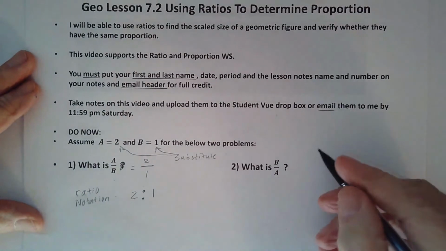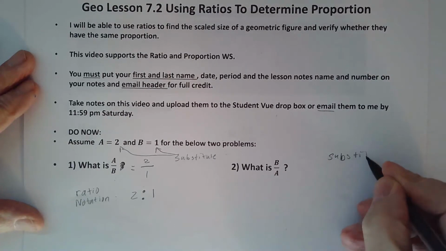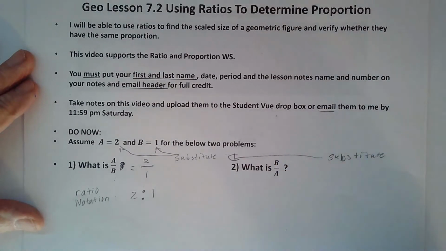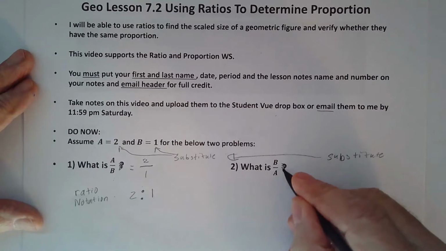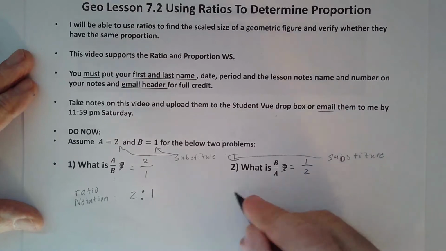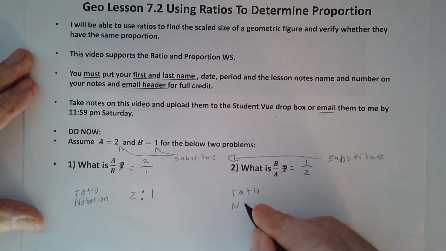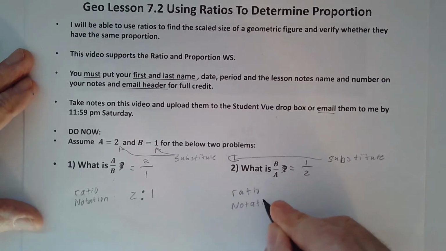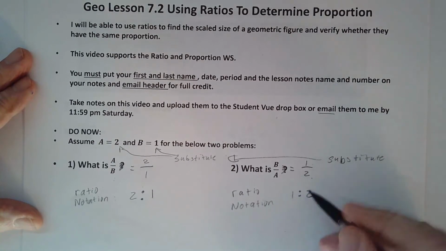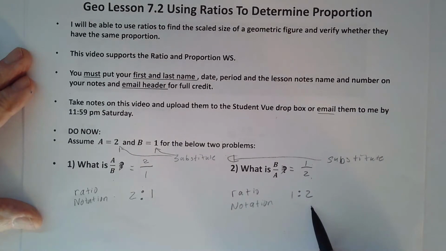Now here it says what is B over A. So again, you're going to substitute, right? So we're going to do the same substitution over here. And so B over A is going to equal, B is 1 and A is 2. So the ratio notation would be 1 over, or 1 to 2. So 1 over 2 here is the ratio in fractional form. 1 to 2 is what this says in ratio notation.